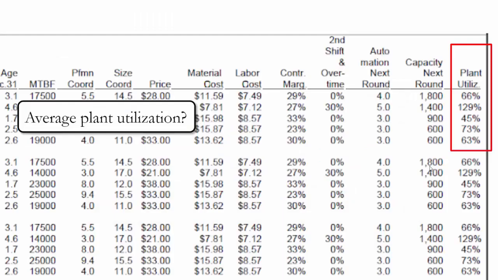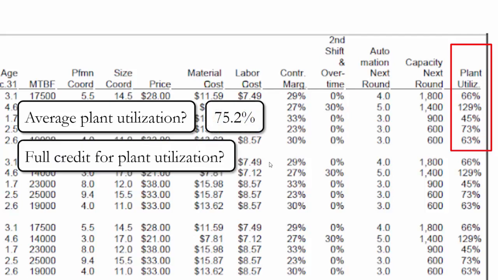So let's take a look at what our average plant utilization actually is at the beginning of the simulation. All you would need to do is take the average of the plant utilization here. And you would see that the average plant utilization is 75.2%. What was the range for plant utilization in which you could get full credit again? It was between 100 and 180%. So this suggests, even if we take into account growth year over year, that if you want to get full credit for plant utilization in round 1, you may have to sell some capacity.